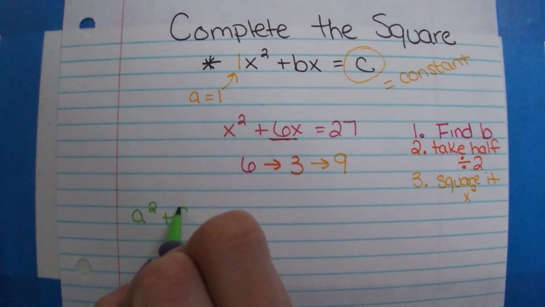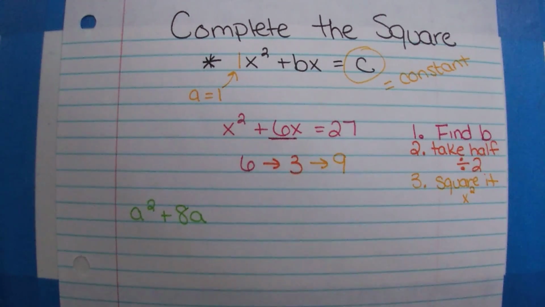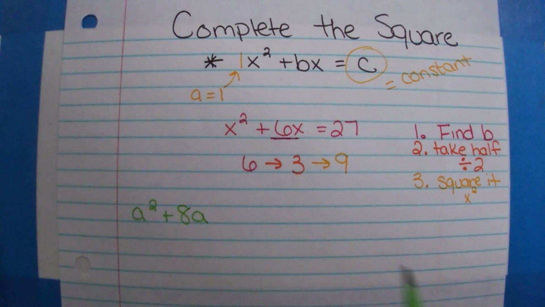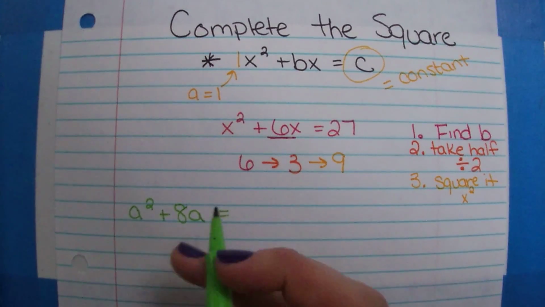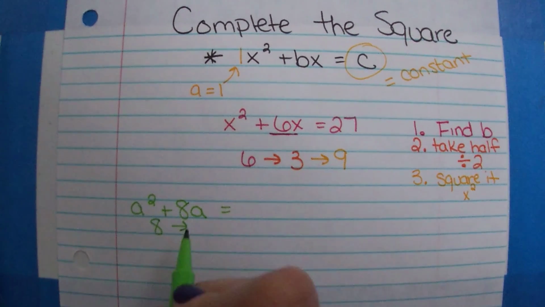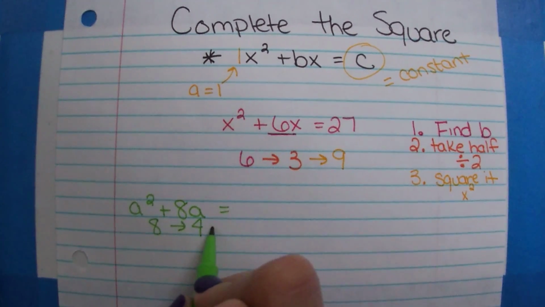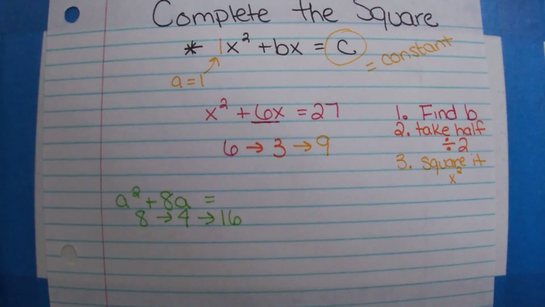a squared plus 8a, and we wanted to find this list. Okay, so we would find b, right? This would be equal to something, doesn't really matter. We would find b, which is 8. We would take half of that, which is 4. We would square it, which is 16.